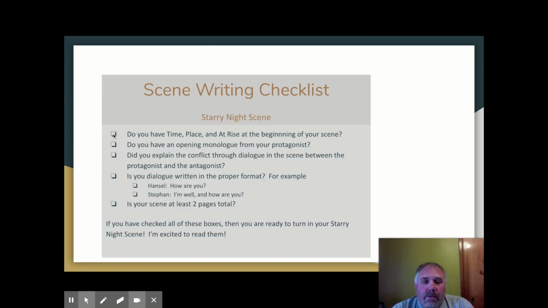We have, for the first one, do you have the time, place, and at rise at the beginning of your scene? Remember, time is the time of day. Place is where you are physically standing. All right, so where is this spot that you've decided to have this conversation with your protagonist and antagonist? And at rise, where are the characters standing on stage when the lights come up?